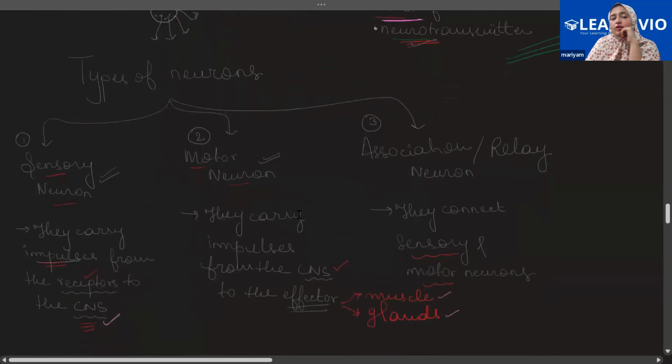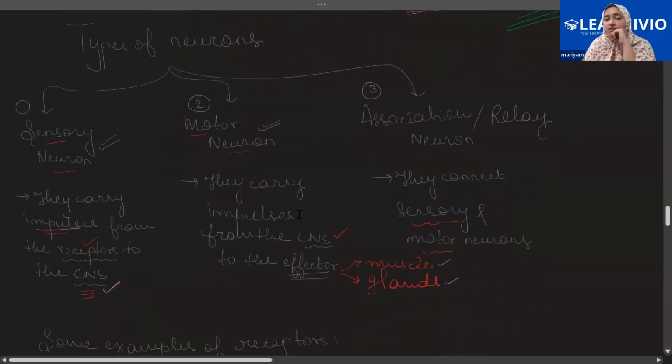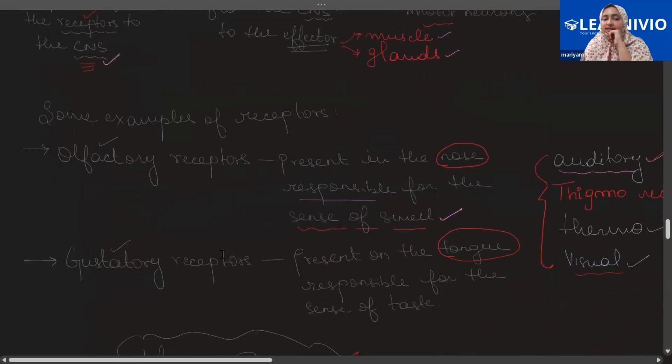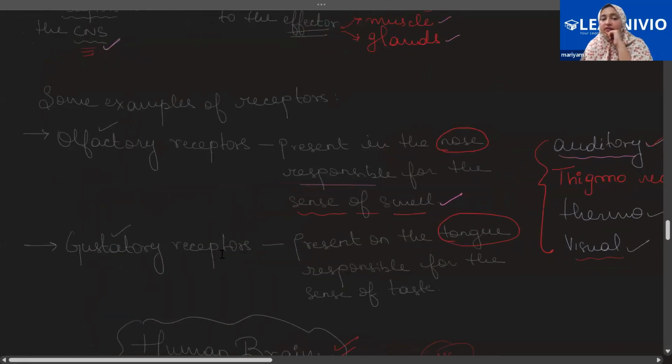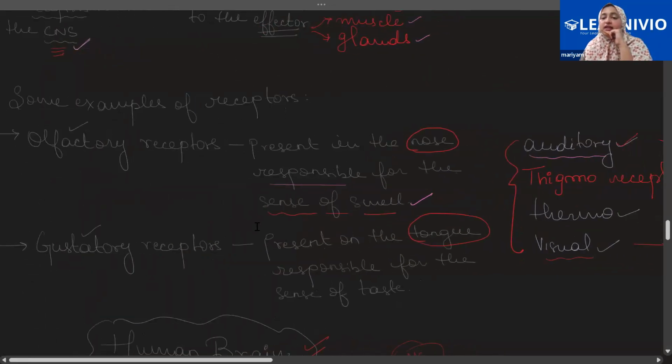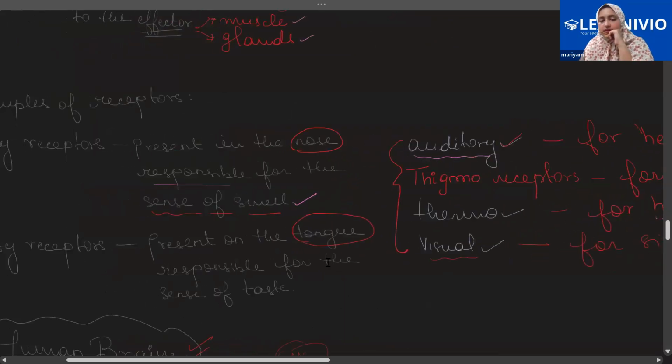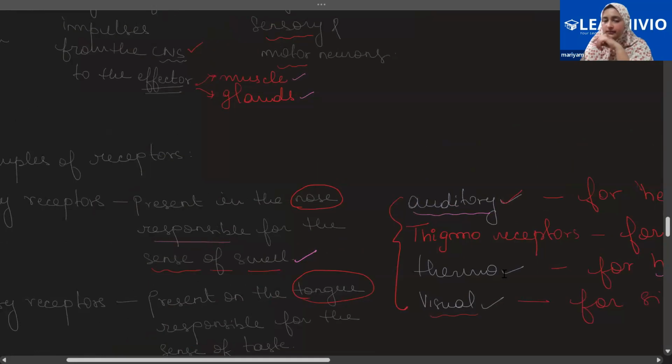And then we have talked about the different types of neurons that are there in our body. We have sensory neuron, motor neuron, association or relay neurons. Lastly, these are the various types of receptors that are found in the body: the olfactory, gustatory, auditory, thermo, and visual. So, do you have any doubts anywhere?